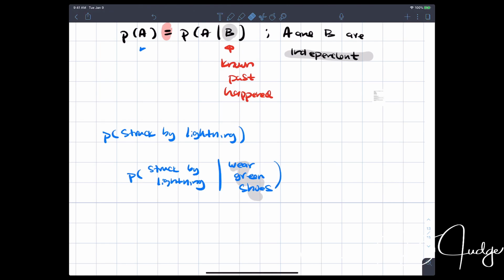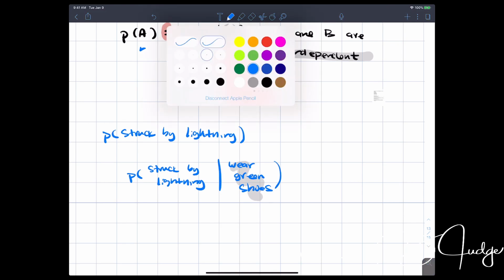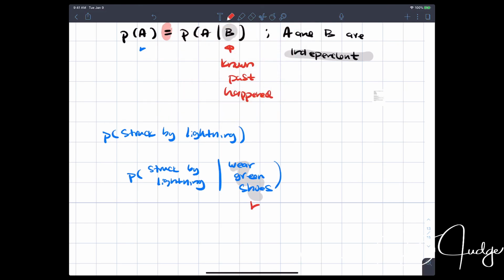Here's how we have to think about this. Does the fact that you're wearing green shoes change the likelihood of you being struck by lightning? Does it change that likelihood? Yes or no? What do you guys think? Wearing green shoes, are you more likely to be struck by lightning, or less likely, or just simply the same? Does the fact that you have green shoes even matter? I'll give you guys a few seconds to think about that.